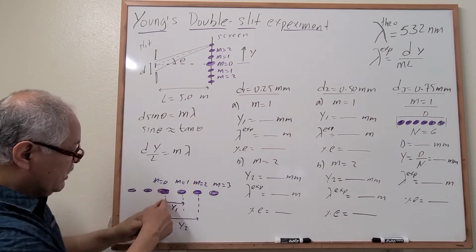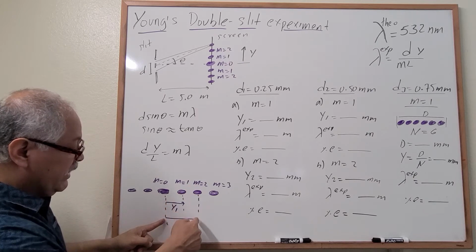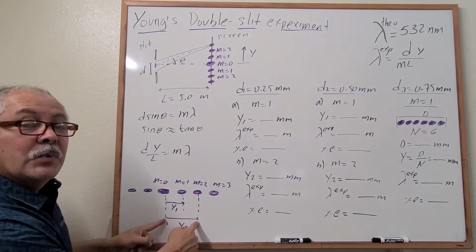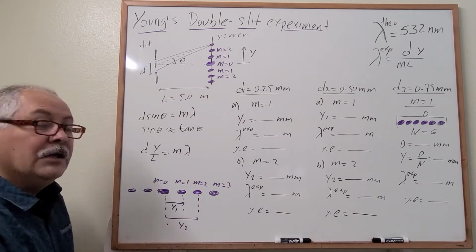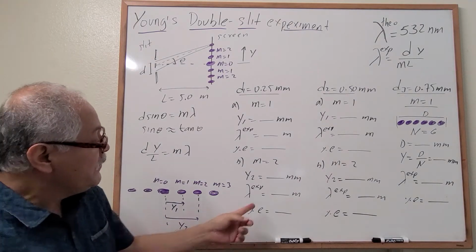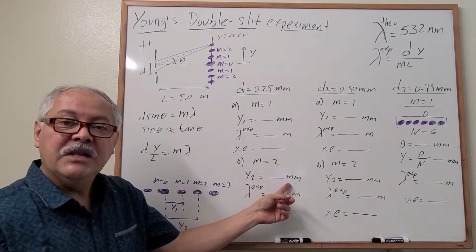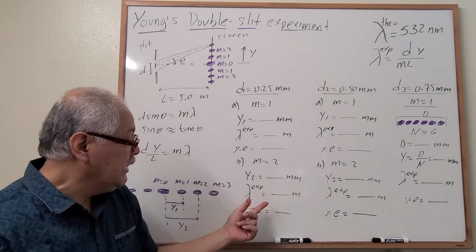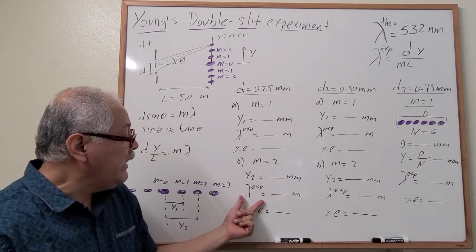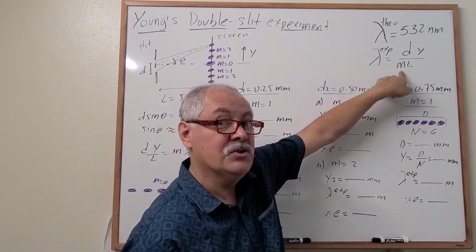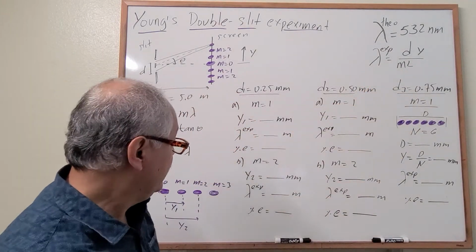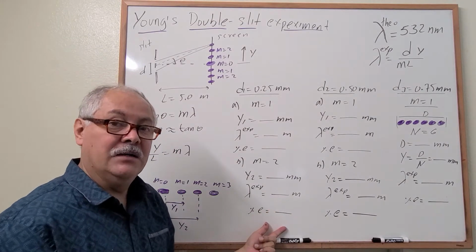The distance from the center to the second bright fringe, right at the center, as you can see from here, it's going to be y2. Let's give it in millimeters. Later you have to convert it to meters and find the experimental value using this formula one more time. Now again, n equals 2 for part B, correct? In meters, and find the percent error.